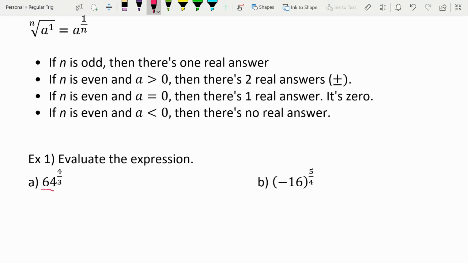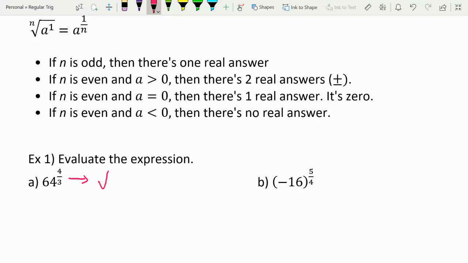So evaluate the expression. Here we have 64 to the 4/3 power. Now I do want to teach you how to rewrite these back and forth. So right now it's written in rational exponent form.